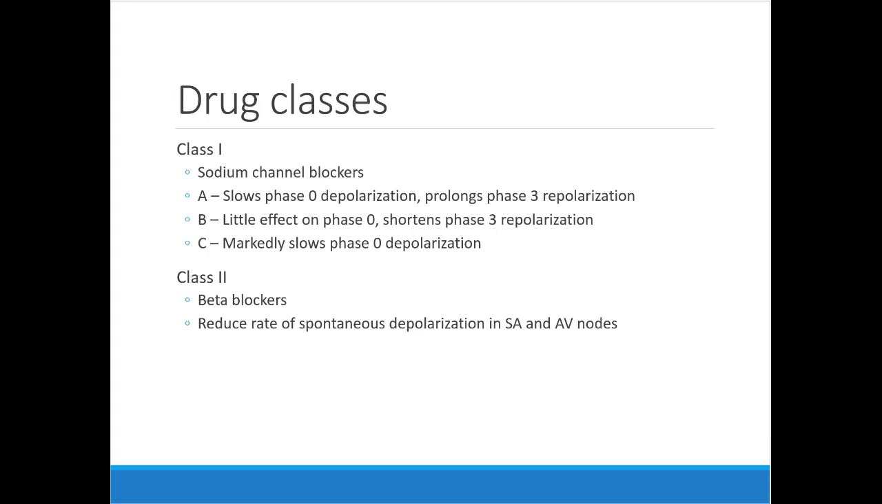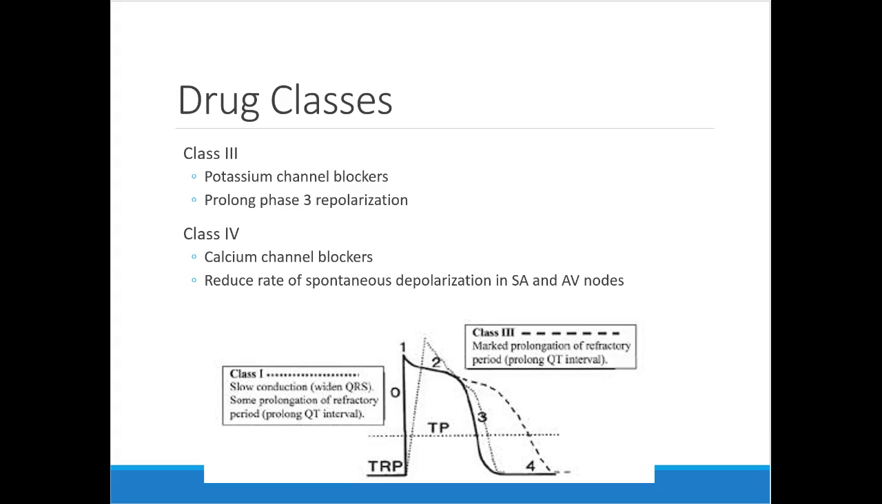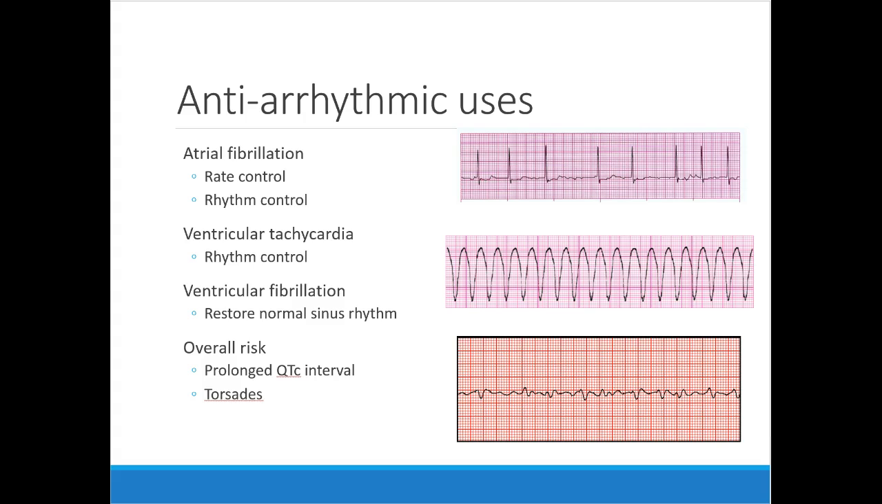All right, so class 1 are sodium channel blockers. Class 2 are beta blockers. Beta blockers aren't really antiarrhythmic drugs, but because of the way they work in the heart, they technically are. Class 3 are potassium channel blockers, and class 4 are calcium channel blockers. So the calcium channel blockers that work in the heart, back to our hypertension lecture, are going to be like diltiazem and verapamil. They're going to be our non-dihydropyridine medications. So how do we use these?